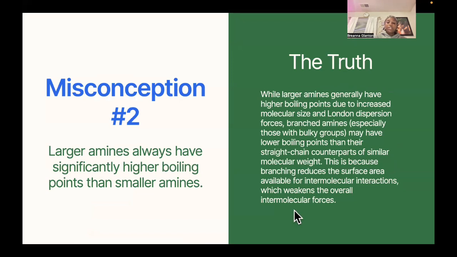So misconception number 2 is that larger amines always have significantly higher boiling points than smaller amines. The actual truth is that while larger amines generally have higher boiling points due to increased molecular size and London dispersion forces, branched amines may have lower boiling points than their straight chain counterparts of similar molecular weight. This is because branching reduces the surface area available for intermolecular interactions, which weakens the overall intermolecular force.